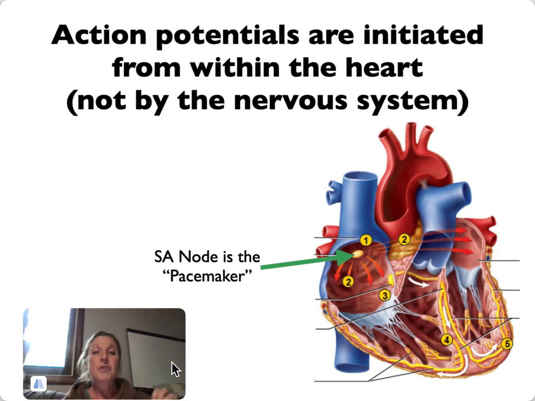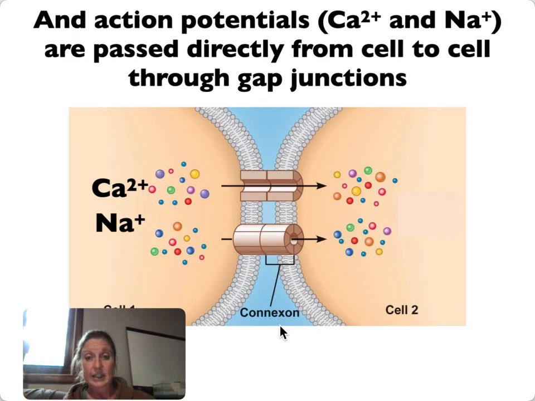Action potentials for the heart are initiated from within the heart, not by the nervous system. So we're going to talk about this soon. This is called the SA node, or the sinoatrial node, and is known as the pacemaker of the heart. So instead of having neurons coming from the nervous system to make something work, it's all handled internally.